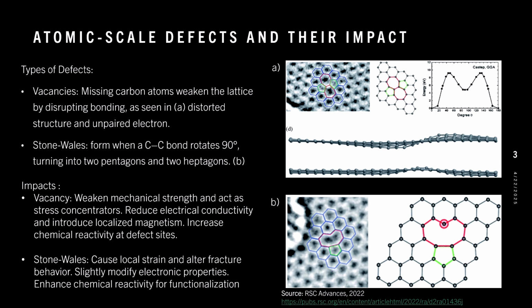Stone-Wales defects form when a carbon-to-carbon bond rotates 90 degrees, converting four hexagons into two pentagons and two heptagons. These create local strain and slightly change electronic and mechanical behavior. Interestingly, they can enhance chemical reactivity, which is useful in functionalization processes for sensors or catalysis. Both types of defects serve as reminders that even at the atomic level, imperfections can have a significant macroscopic impact.